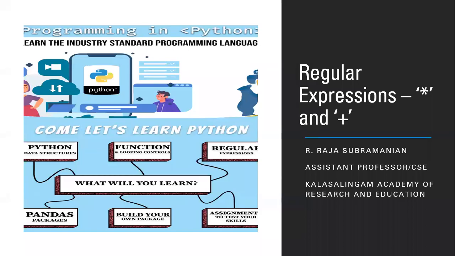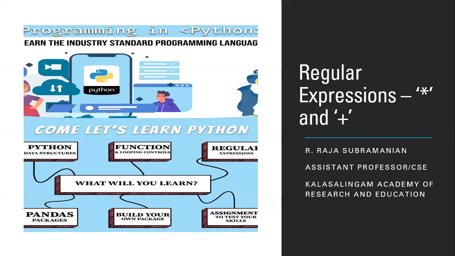Hello everyone. In this video of the regular expression package, you are going to learn about star and plus. So what are star and plus? Do I mean multiplication and addition? No. In regular expressions, star and plus have a different definition. It is very simple: they represent the number of occurrences of a particular pattern in a given string.